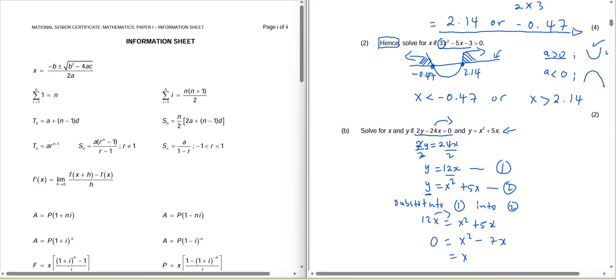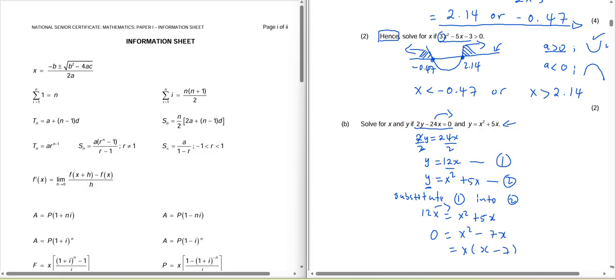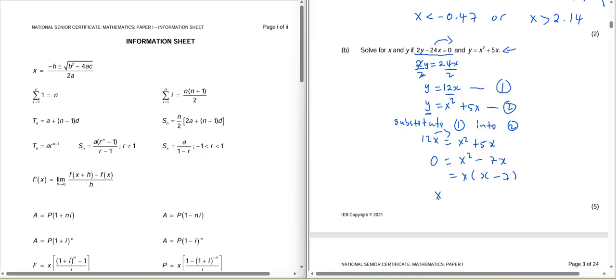We're going to factor out x. We are going to be left with x minus 7. And then it means that x is equal to 0 or x is equal to 7, because we are going to say this is equal to 0 or this is equal to 0. Now that is what we get. But then we also need to get the y values.